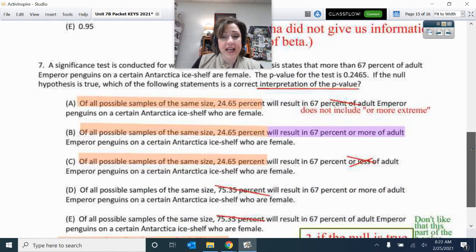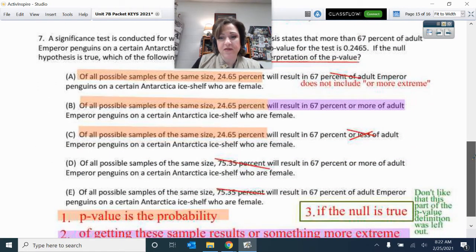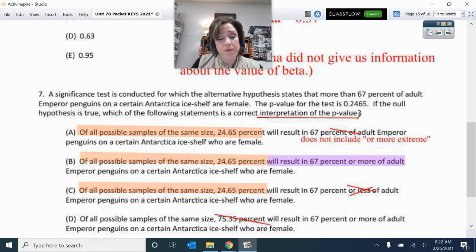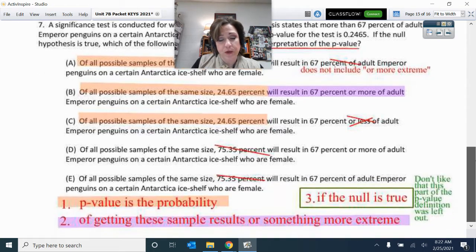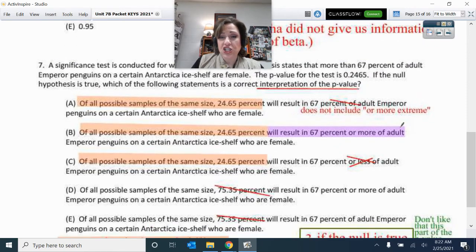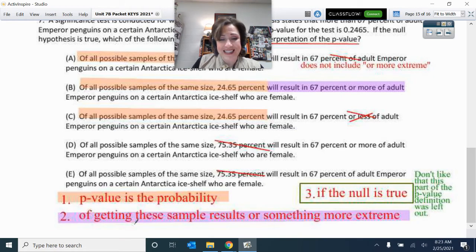All right, and number 7, I actually didn't really like. I thought they gave a very weak, incomplete interpretation of p-value, getting only 2 of the 3 components that really need to happen. P-value is the probability. So the p-value for this test is this: out of all the possible samples, 24% of them, not the opposite. And then we wanted the probability of getting these samples or something more extreme.